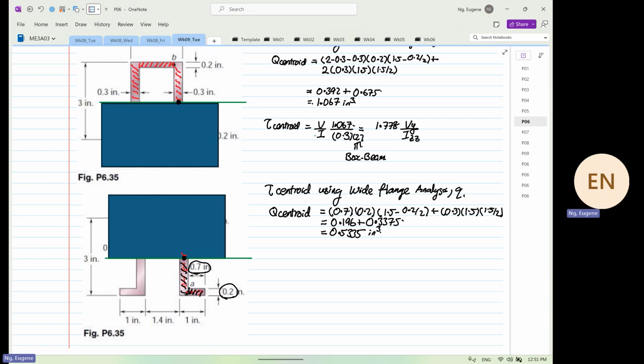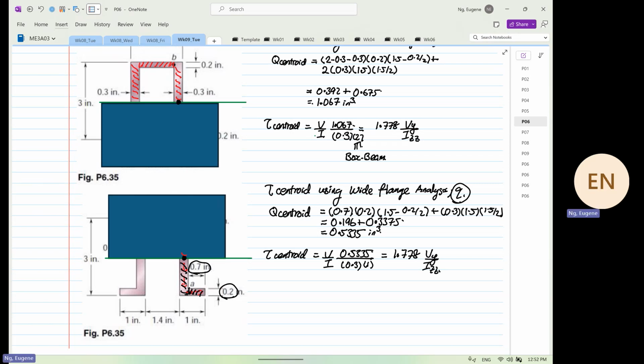So therefore, the shear at the centroid now will be equal to V over I, 0.5335 divided by the thickness, which is equal to 0.3. And you know that this is only Q, so you don't need to put 1, but I'll just put 1 for you. So 0.5335 divided by 0.3 is equal to 1.778 Vy over Izz. Did you see this number before?